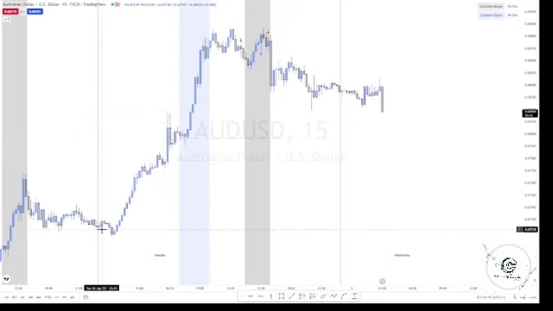Actually, guys, I'll be reviewing Wednesday, 4th of January 2023, Australian dollar against the US dollar. Now, like I told you, you see these lines on my chart. I already talked about it in my previous video, so you can watch it to get the information.